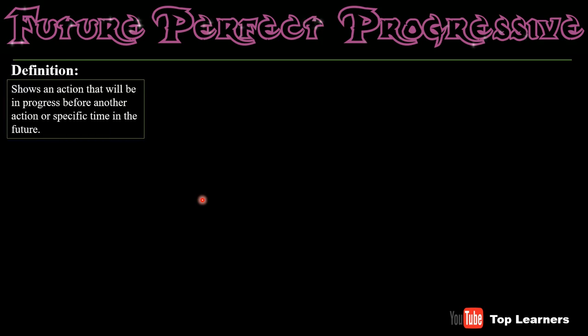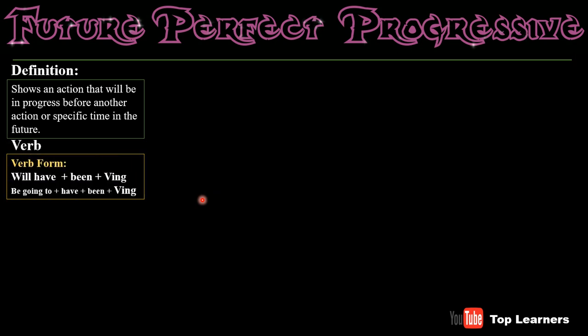What is future perfect progressive tense, and when do we use it? Let's see the definition. This tense shows an action that will be in progress before another action or a specific time in the future. Normally we use this tense to mention how long an action will be in progress. And the verb forms are will, have, been, and verb ing.